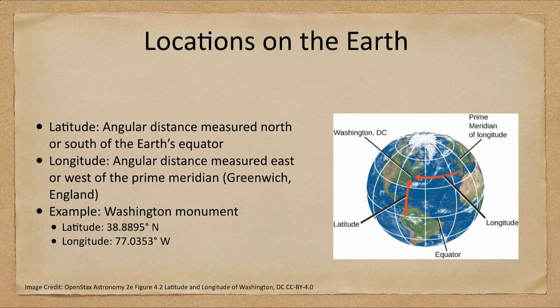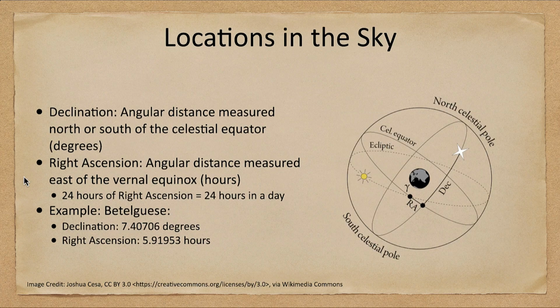Now we can do something very similar in the sky. In order to do this in the sky, we need two coordinates. And in this case, we use declination and right ascension. Declination is similar to latitude. It is an angular distance measured north or south of the celestial equator. That should sound very familiar to how we determined the latitude on Earth. So the celestial equator is here, and how far you go north toward the north celestial pole or south toward the south celestial pole would tell you how far you are above or below the celestial equator.